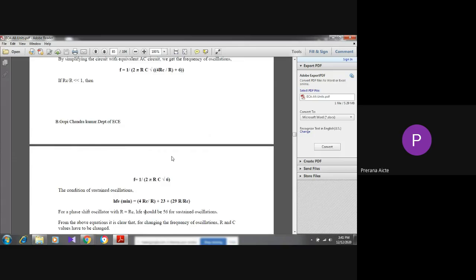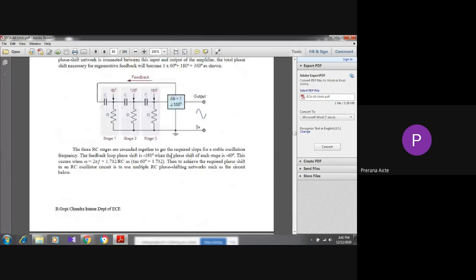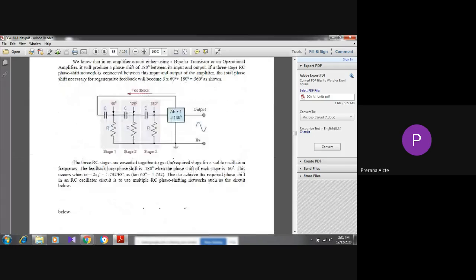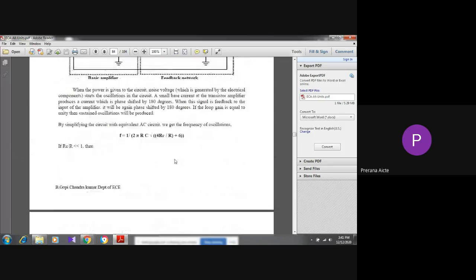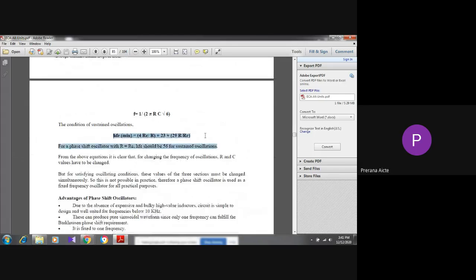Okay, already you have learned the derivative part in regular classes. Here, no need to derive this. Just remember the frequency formula and the gain expression. These two are enough.